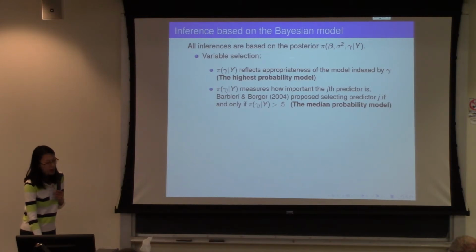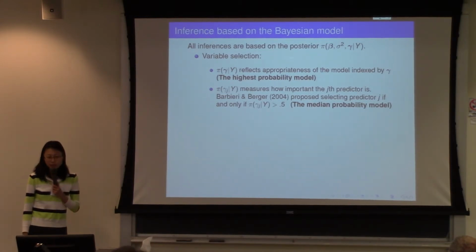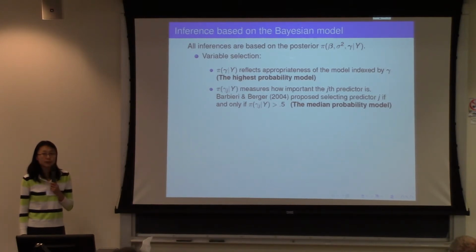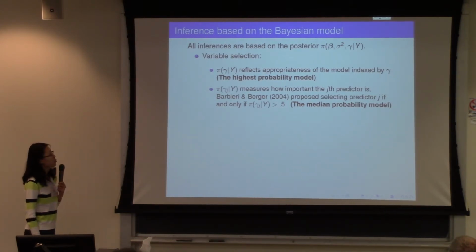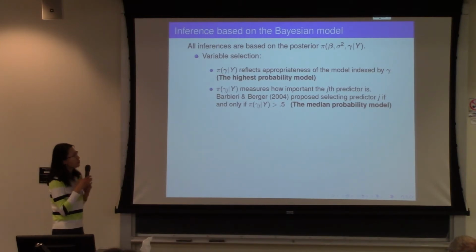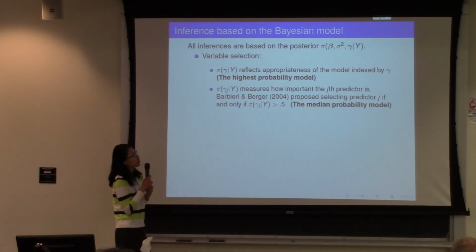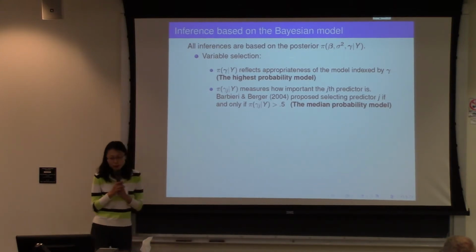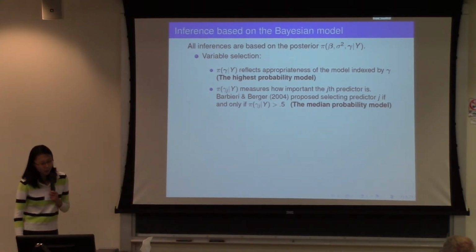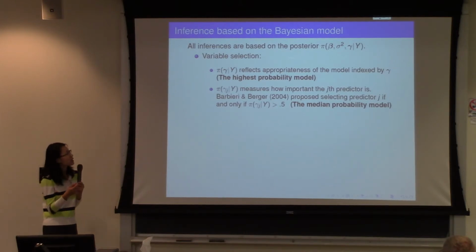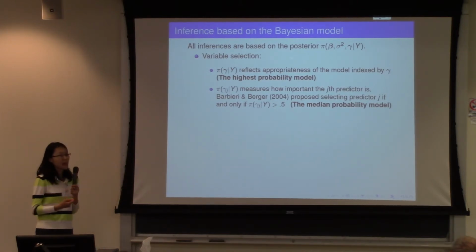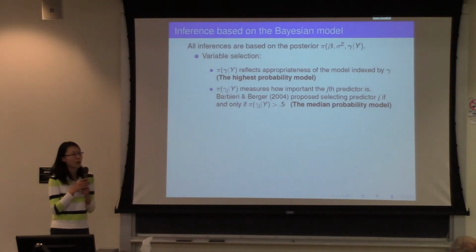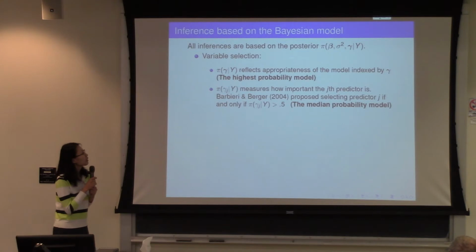All right. So now you have a Bayesian variable selection model. All inferences will be based on the posterior. It's a joint posterior on beta, sigma squared, and gamma. You could look at some marginals of this distribution. For example, if you look at pi of gamma given y, then you can find the gamma that corresponds to the maximum value of this posterior distribution. That's called the highest probability model.